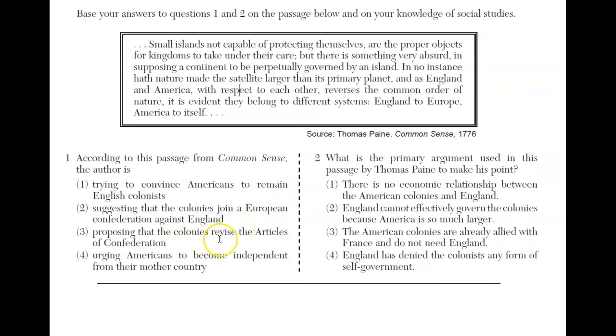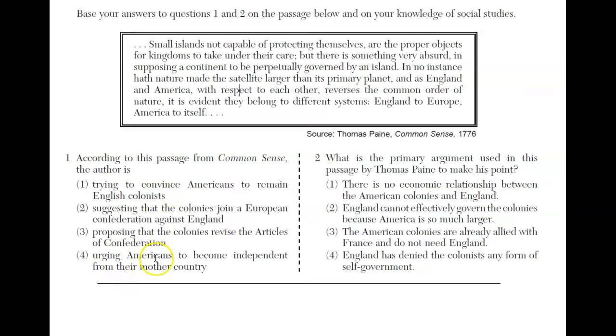Proposing that the colonies revise the Articles of Confederation. Well, you've got two problems. The Articles of Confederation won't be written until after this, so he can't tell them to revise a document that doesn't exist yet. You might not remember that, but clearly he makes no reference to rewriting any documents in here or talking about the Articles of Confederation at all.